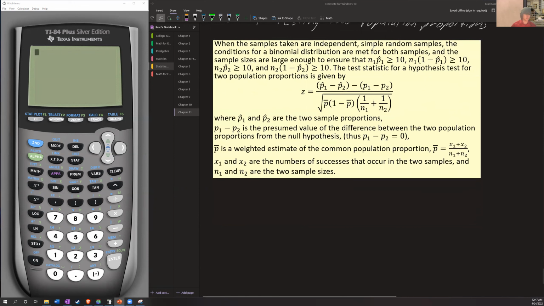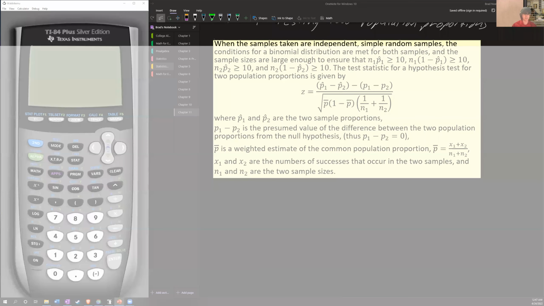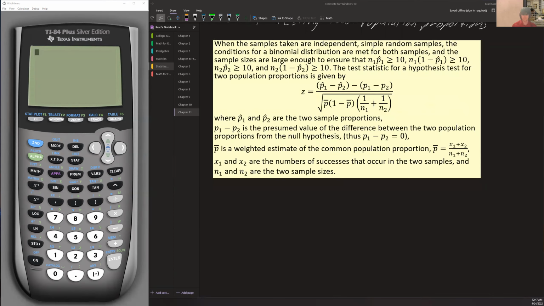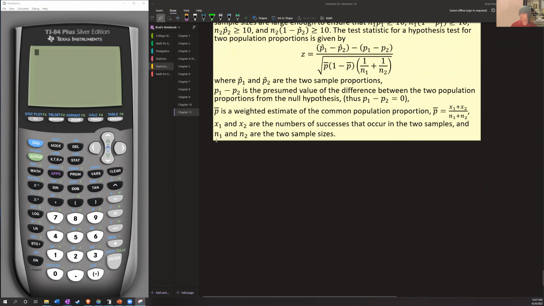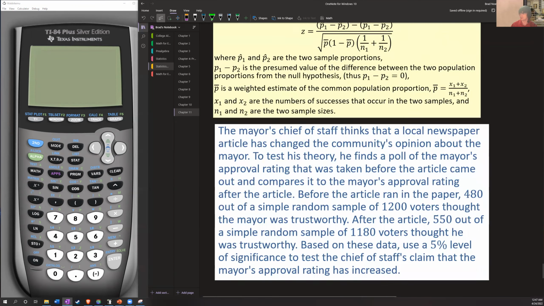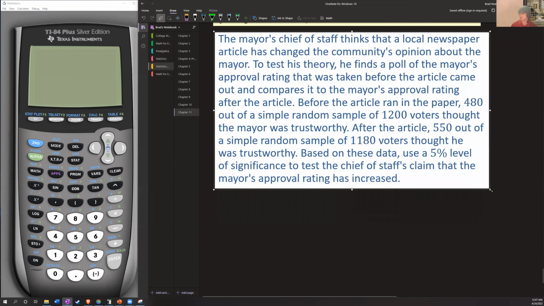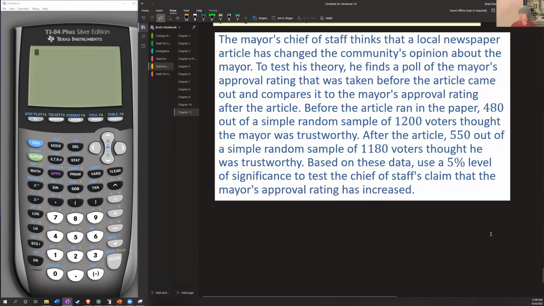So let's go ahead and take a look at some examples here. I'll show you how to do this once by hand and then do the rest via a calculator. Let's get started. And again, we're making use of our normal distribution using our z test statistic.